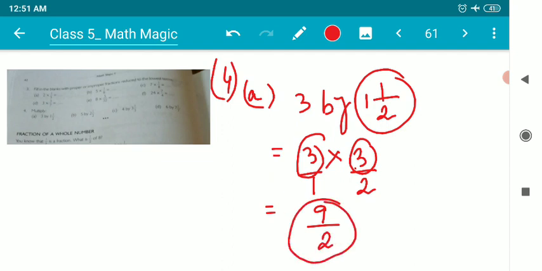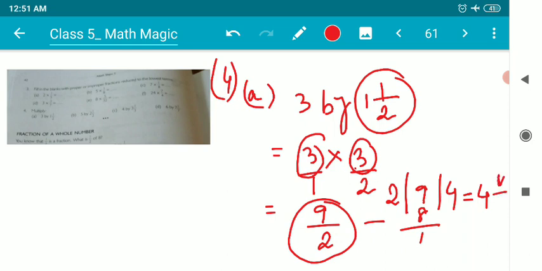Now we can leave our answer like this, which is an improper fraction, or if we want we can convert it into a mixed fraction. So how to convert into a mixed fraction, children? Divide by 2. 4 2s are 8. Subtracting, we get 1. So finally the answer can be expressed as 4. This remainder will remain up, in the place of the numerator, and this 2 will come down. So 4 1 by 2 is the answer. Children, this is how we have to deal with this kind of question.